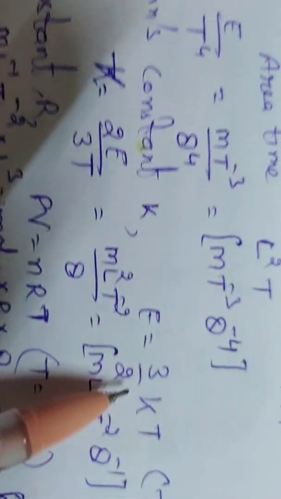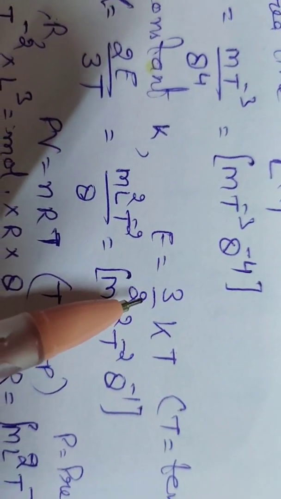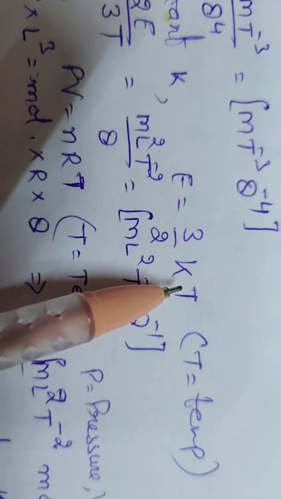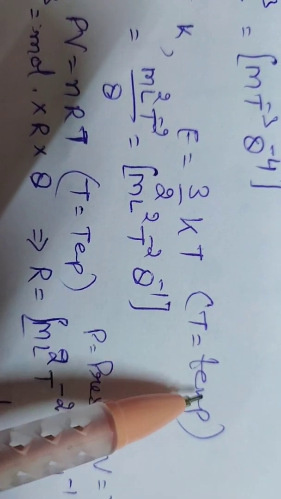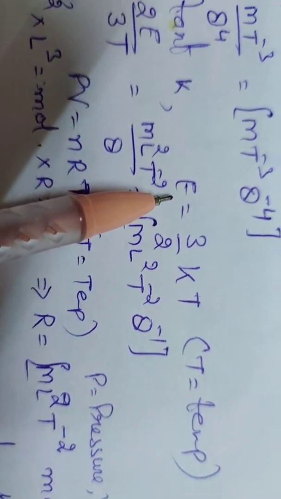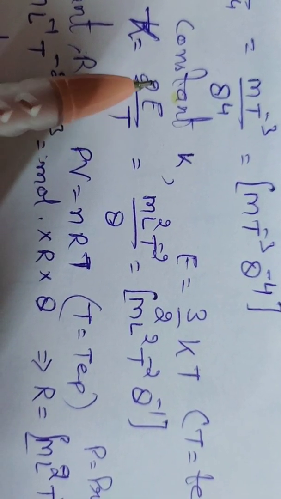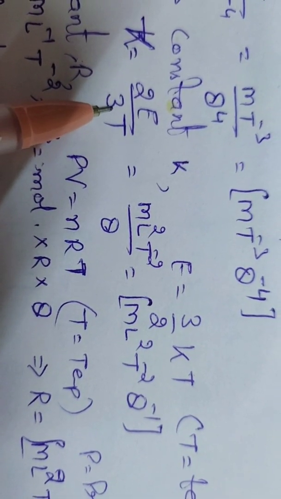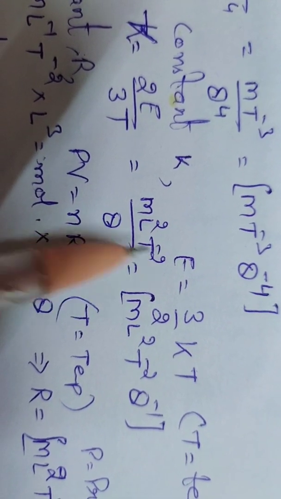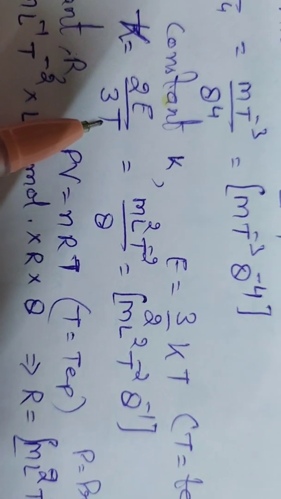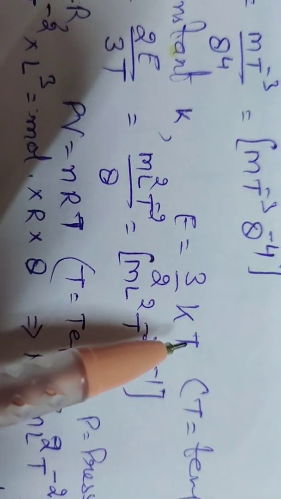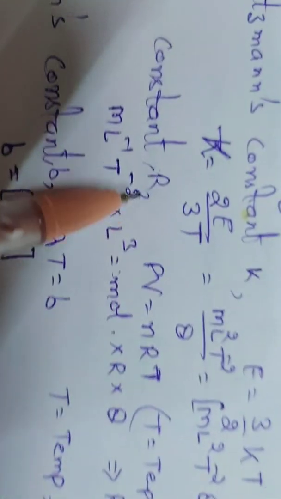Boltzmann constant K, it is equal to, E is equal to 3 by 2 kT from kinetic theory of gases. T stands for temperature, K is Boltzmann constant, E is energy here. So K is equal to 2E divided by 3T. 2 and 3 are counting numbers. They do not have the dimension formula. Energy M L square T minus 2 divided by theta. Theta is the dimension formula for temperature. So this is the answer.